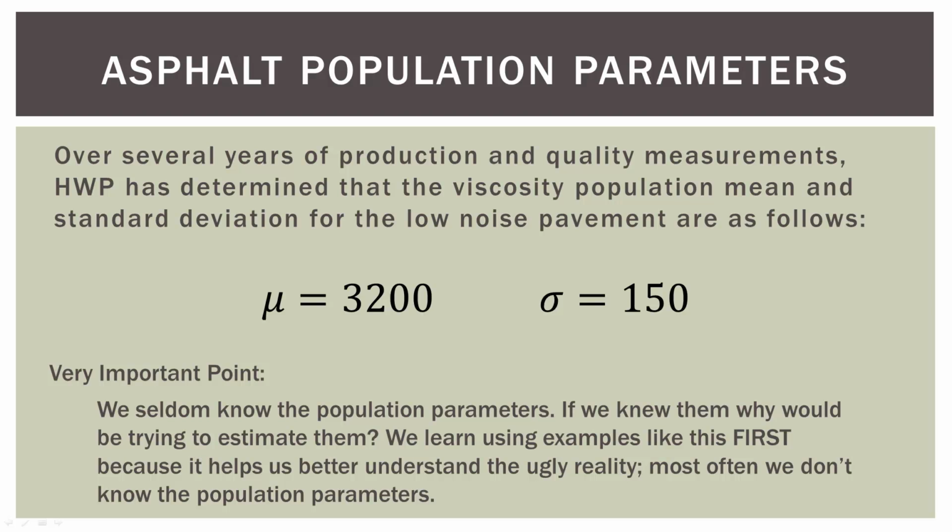Now I do want to point out that we seldom know these two things. If we knew them, why would we be trying to estimate them? The reason we're doing it this way first is that it's just easier to learn these concepts if we know the population mean on the left, mu, and the population standard deviation, sigma, 150 there on the right. So eventually we'll get to the point where we do not know these things, and we will have to estimate them based on the sample. But here is the information we're working with, and then we will use this to develop this concept.